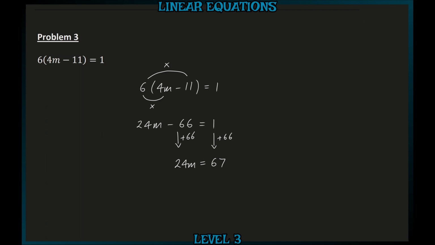Finally, to remove the times 24, which is in front of our m, we need to divide by 24. So we do that to the left, and also do it to the right. On the left, the times 24 and the divide by 24 cancel out, which just leaves us with m, and on the right, 67 divided by 24 can just be written as 67 over 24. And that's our final answer to problem 3.